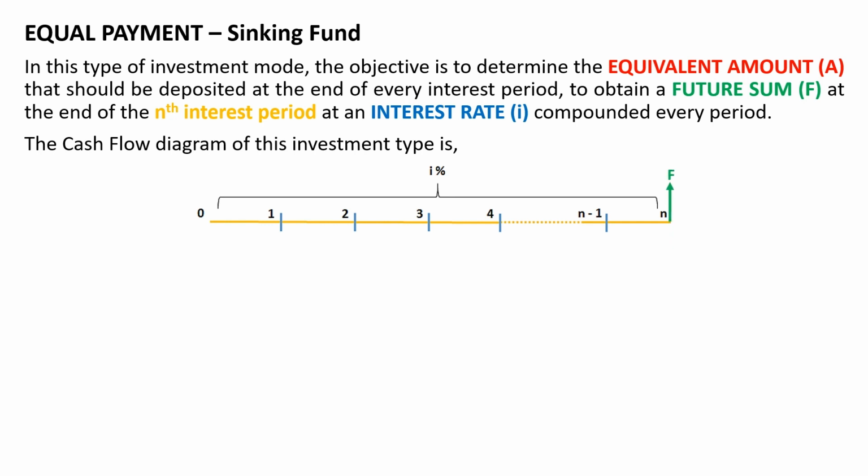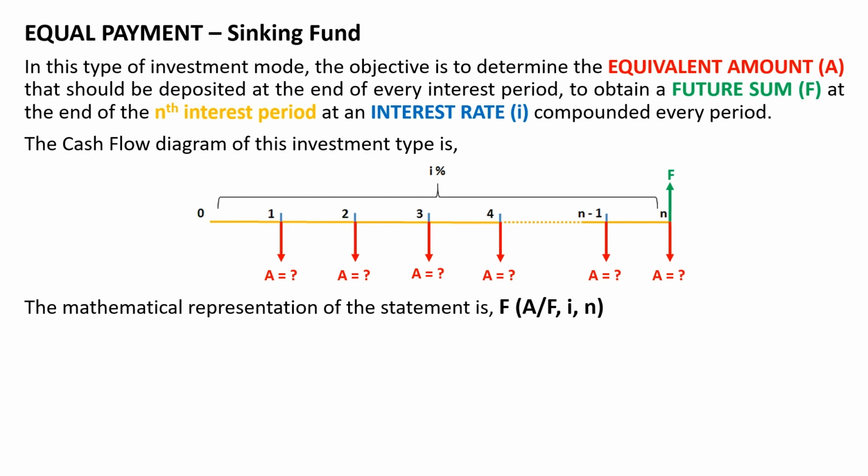We know what is the future sum we are supposed to get at the end of nth interest period. For this, we need to determine how much we need to invest at the end of every interest period up to nth interest period. This investment type is called an annuity. So, how much annuity we need to invest at the end of every year till the nth year to get a future sum of F at the end of nth year.